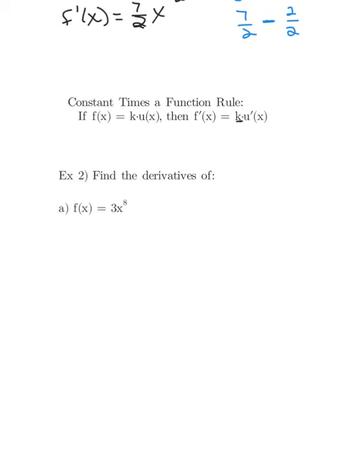Let's put this new rule into practice. So we are going to find the derivative. In our first example, we have f of x equals 3 times the function x to the 8th. What this rule that we just looked at tells us is that when we do this derivative, we keep the coefficient and then do the derivative of the function of x. Well, from doing our power rule, that will be 8x to the 7th.